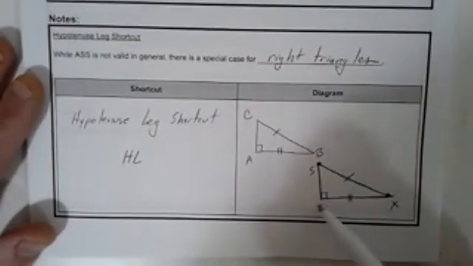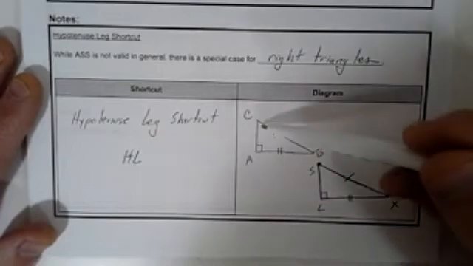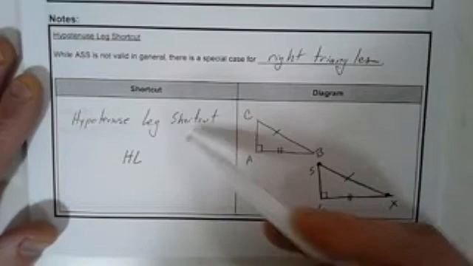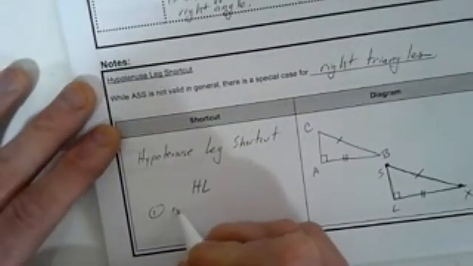So now what we have here is, for the hypotenuse leg shortcut, we need to know three things. First off, we need to know that we have a right triangle.